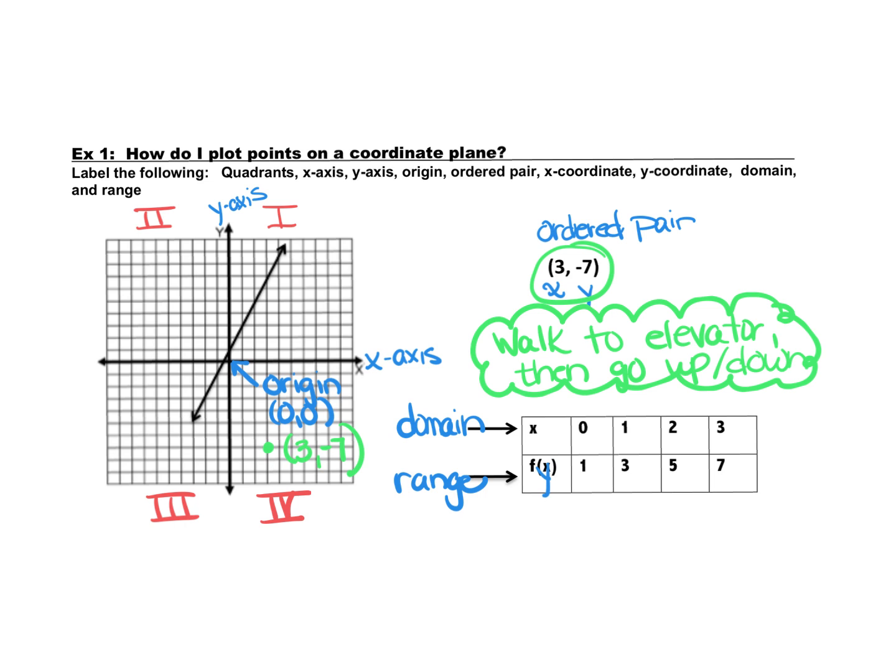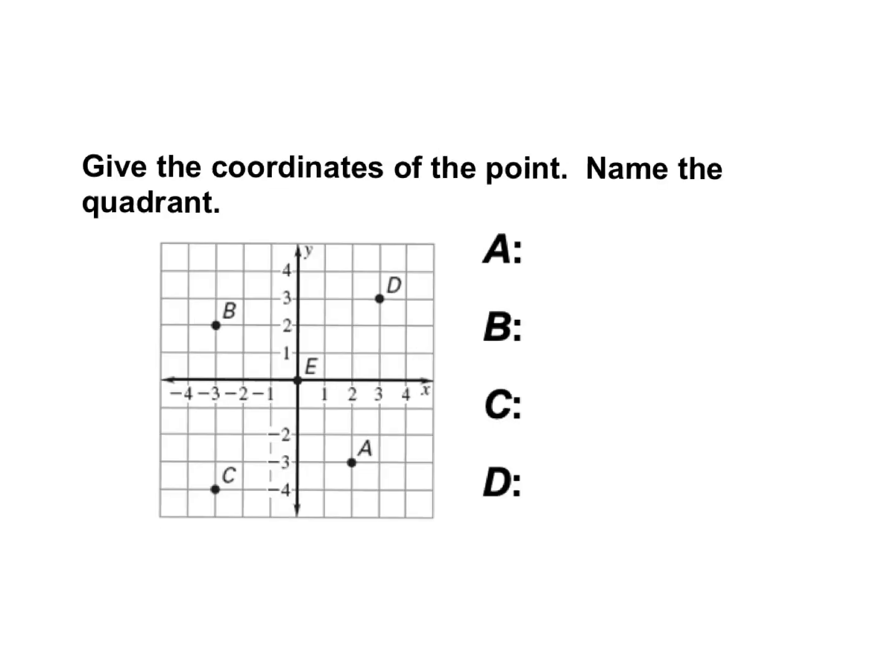Now I know there's a lot there, so if you need to pause this video to catch up, go ahead and pause the video and then make sure you have everything all labeled, and then you can resume. So now we're going to give the coordinates of the point, and then we're going to name the quadrant. So let's go ahead and label our quadrants again. Remember, this is quadrant 1, then counterclockwise, quadrant 2, quadrant 3, and then quadrant 4.